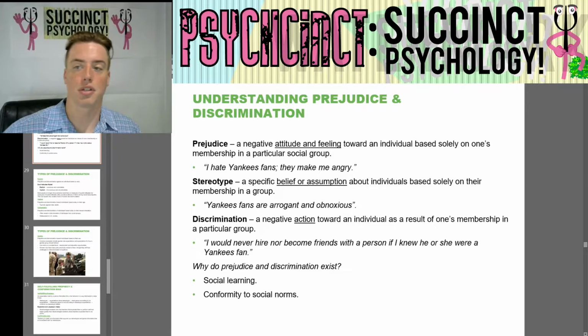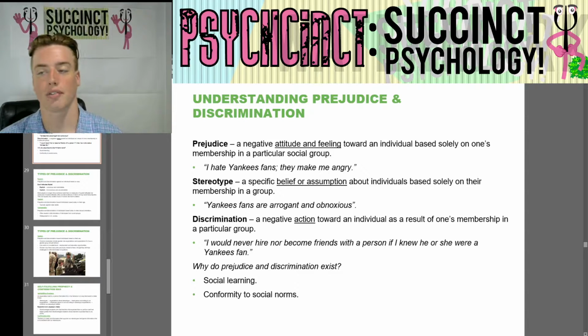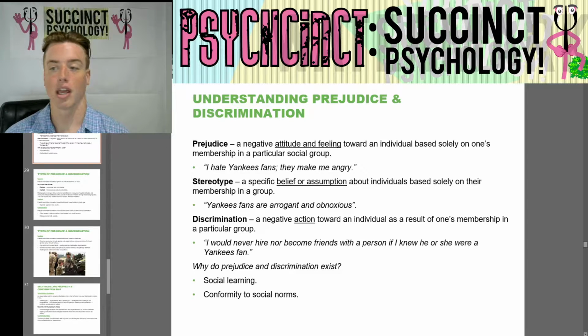So understanding prejudice and discrimination. Now, prejudice is a negative attitude and feeling toward an individual based solely on one's membership in a particular social group. For example, I hate Yankee fans, they make me angry. Now, stereotype is a specific belief or assumption about individuals based solely on their membership in a group. So, for example, Yankees fans are arrogant and obnoxious. That's a stereotype.